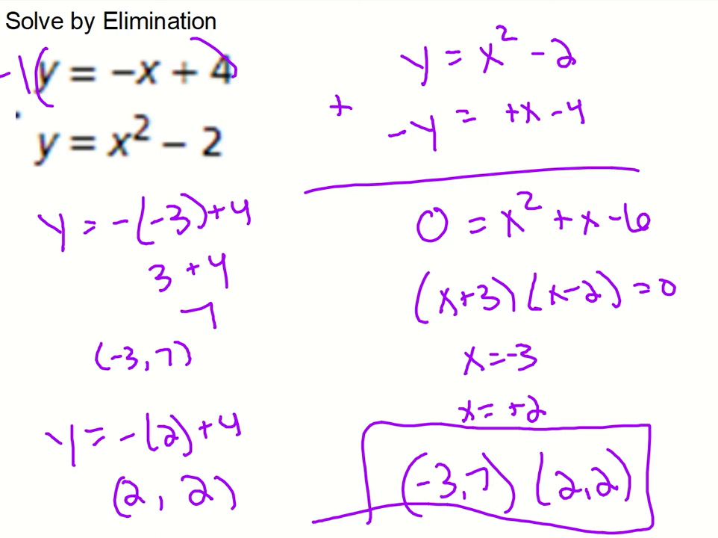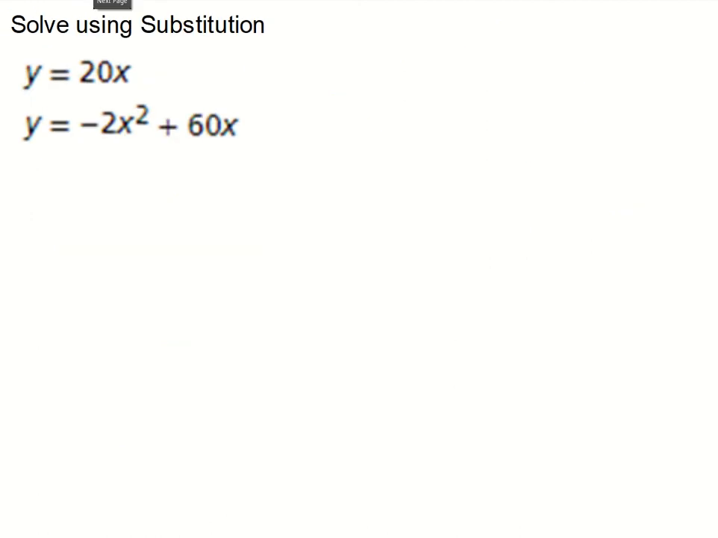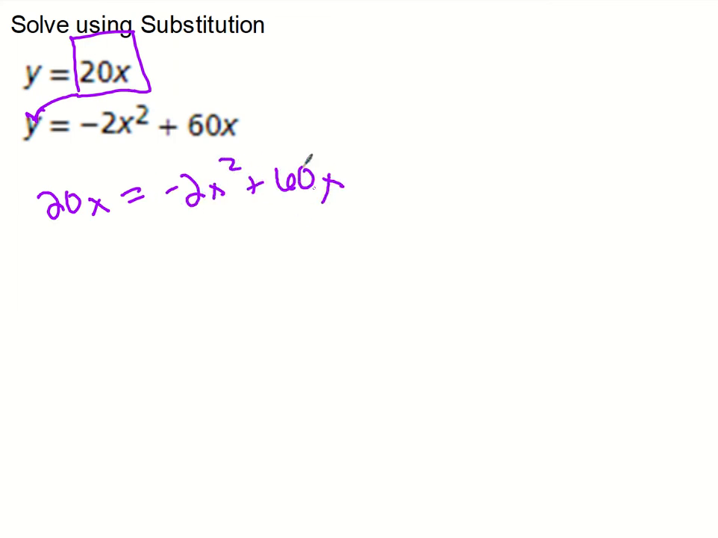Okay, now we are going to learn our final method, which is using the substitution method. I think we could probably figure out what to do. This is when, if I have y equals something and I have y equals something, I can take whatever y equals and plug it in for y in my second equation. So I can rewrite this as 20x equals -2x squared plus 60x. And now this is the equation I'm solving. I could do it by graphing if I wanted to, but I don't really want to graph.